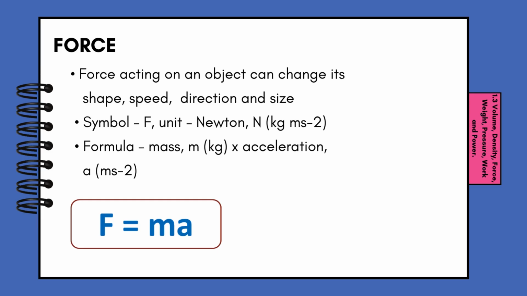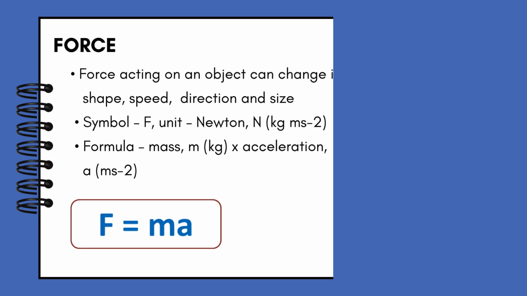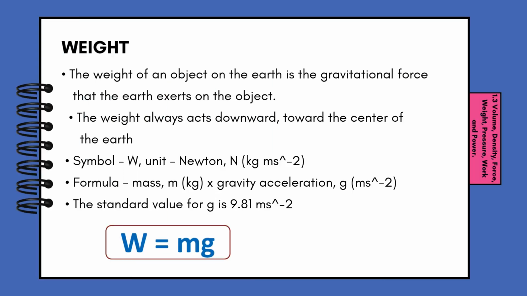Next, we'll discuss weight and how it differs from mass. Unlike mass, which remains constant, weight is the gravitational force acting on an object. The formula for weight is weight W equals mass (kilograms) times gravitational acceleration, 9.81 meters per second squared, since Earth's gravity is 9.81 meters per second squared. An object with 10 kilograms mass has a weight of W equals 10 times 9.81 equals 98.1 N.